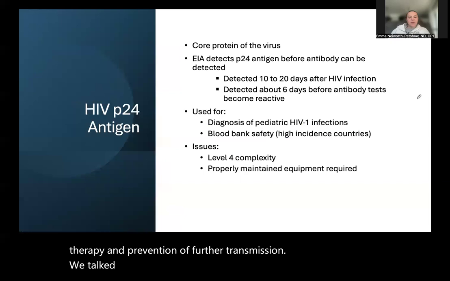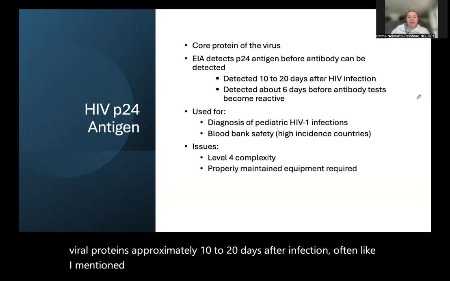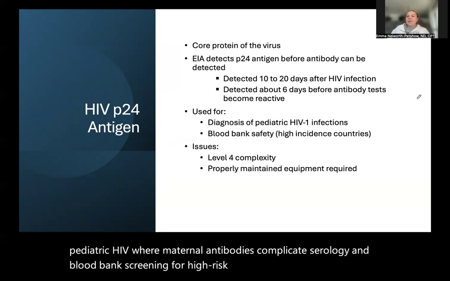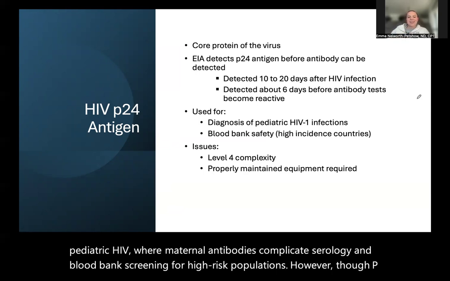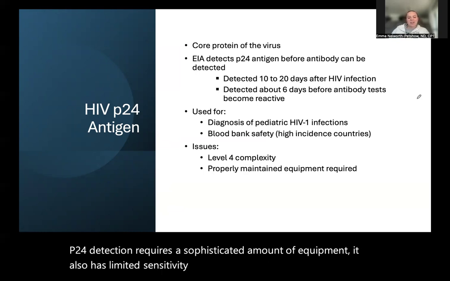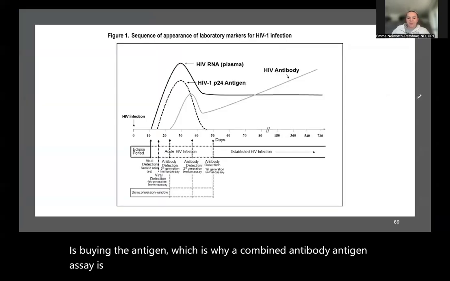We talked about the P24 antigen, but the P24 antigen test detects viral proteins approximately 10 to 20 days after infection, often, like I mentioned, before seroconversion. It's really helpful in diagnosing pediatric HIV, where maternal antibodies complicate serology, and in blood bank screening for high-risk populations. However, P24 detection requires a sophisticated amount of equipment. It also has limited sensitivity once antibodies bind the antigen, which is why a combined antibody antigen assay is preferred.